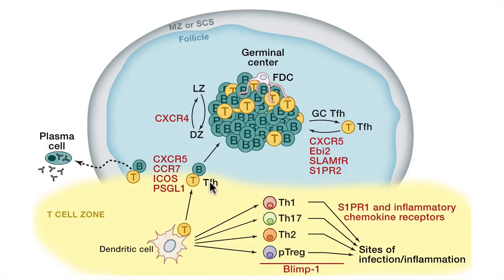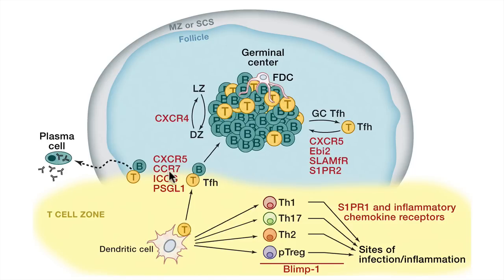Early TFH cells migrate to the TB border because they express the chemokine receptor CXCR5, and they downregulate the chemokine receptor CCR7, and that migration is also facilitated by ICOS and PSGL1. CXCR5 is expressed by all B cells and is the main reason B cells localize to the follicle, because the follicle contains the ligand for CXCR5, which is CXCL13. And so it makes sense that TFH cells, to provide help to B cells, have to co-localize with the B cells and express CXCR5 as well.